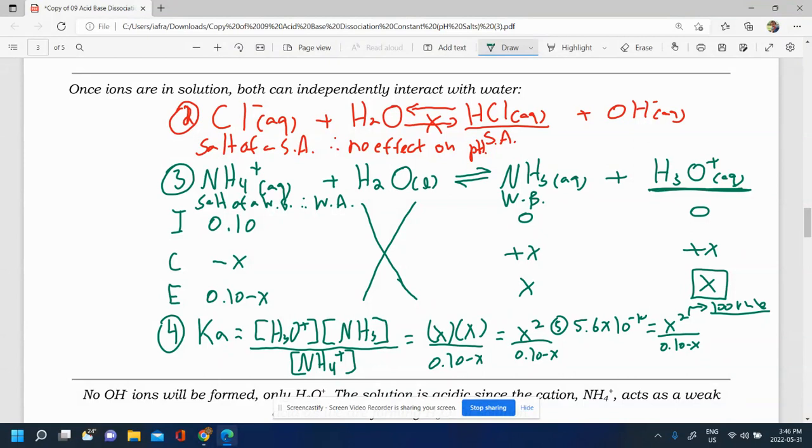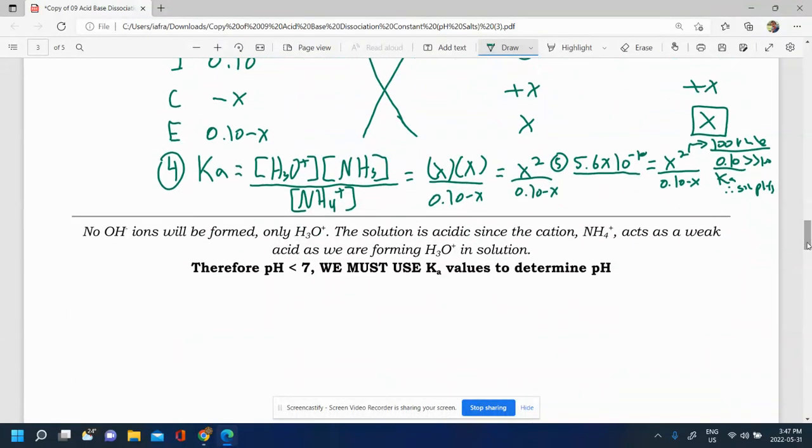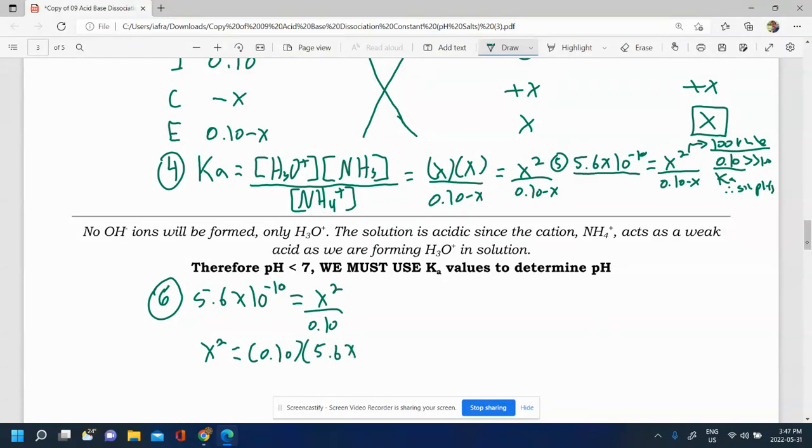So the 100 rule: we have our initial concentration, 0.10, over the Ka, which is this over here, and that's going to be greater than 100. Therefore, we can simplify. So I'm just going to finish this up over here. We're going to continue with the simplification. So we have 5.6 times 10 to the power of negative 10 is equal to x squared over 0.10. So that means that x squared is equal to 0.10 times 5.6 times 10 to the power of negative 10.